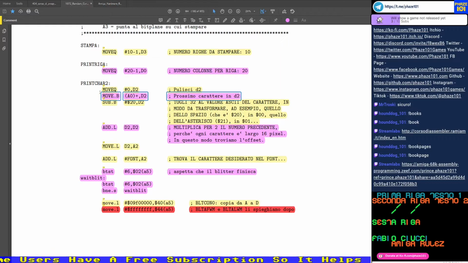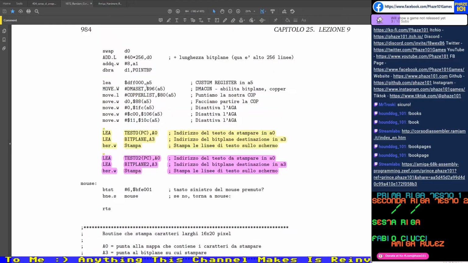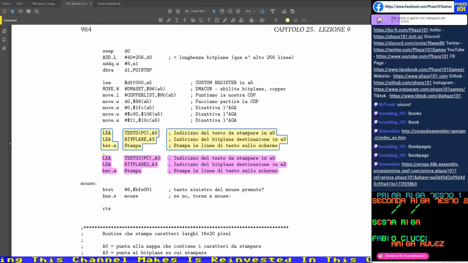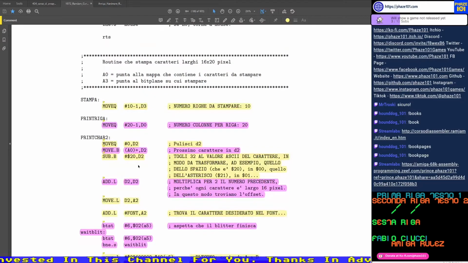Then we move the value that we have in A0, which, remember, is 80 points. In this case, if we are in this part, to where the text is, 80 points to the first letter that we want to print to the screen. Since the letter is in ASCII, and our font starts from letter number 32, we subtract 32 from it to get the first letter.